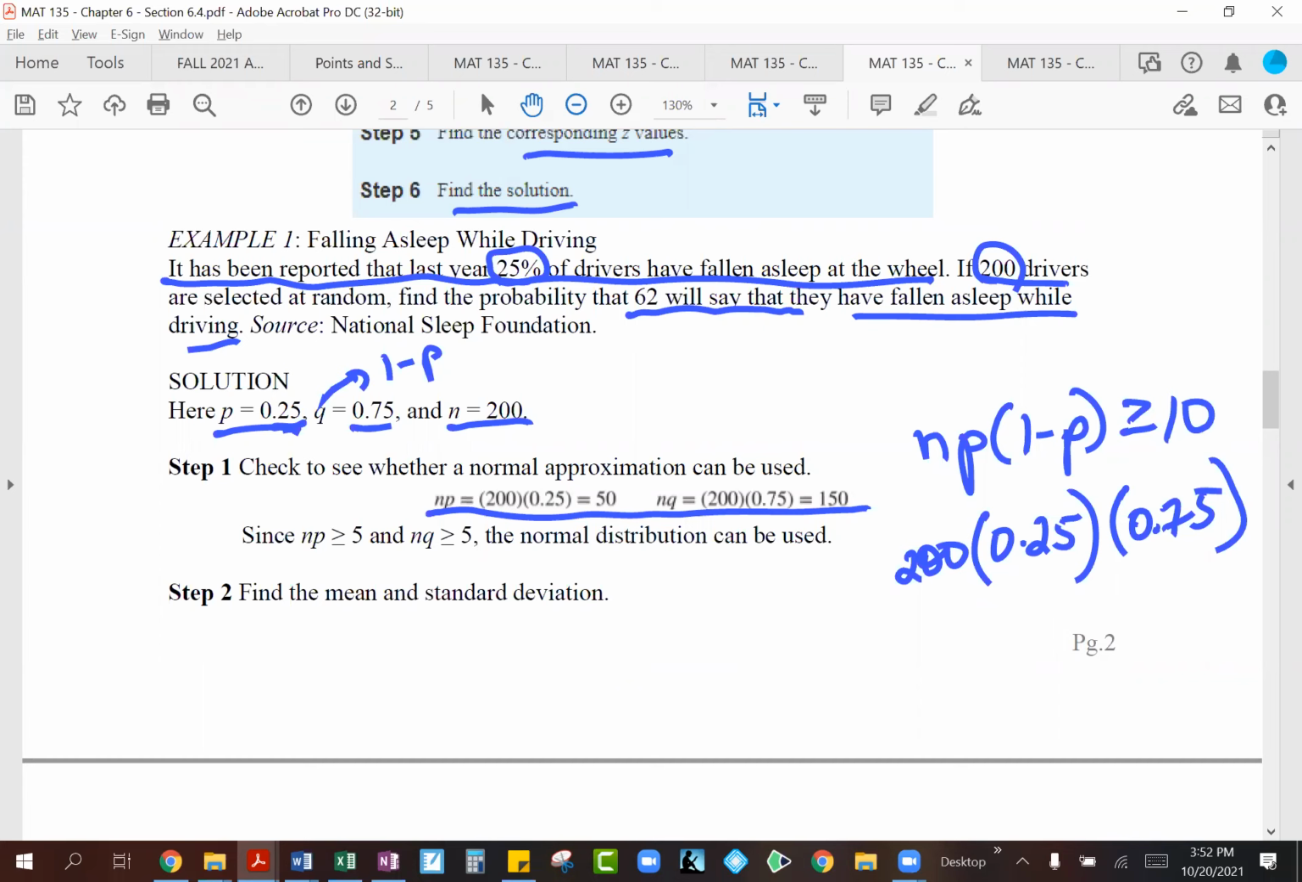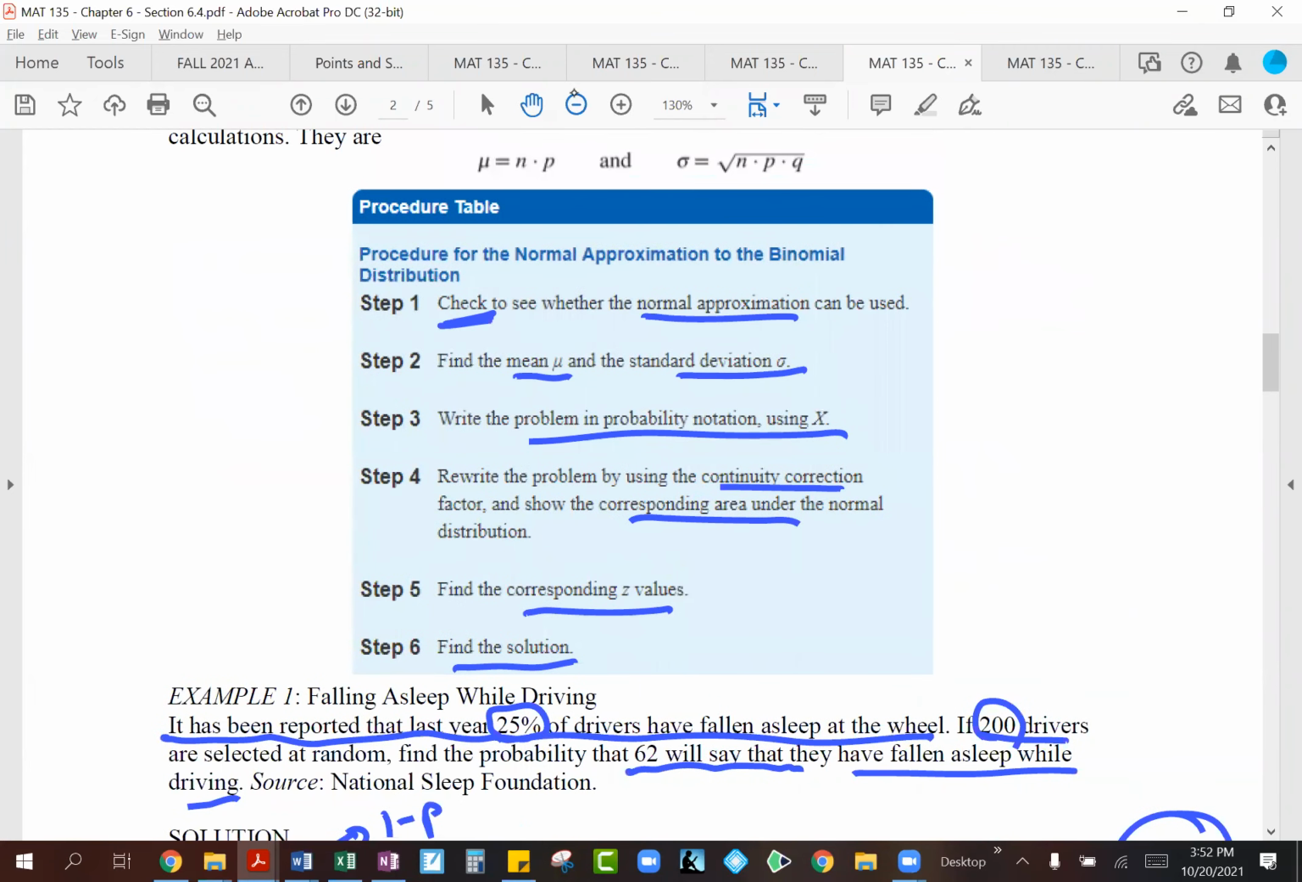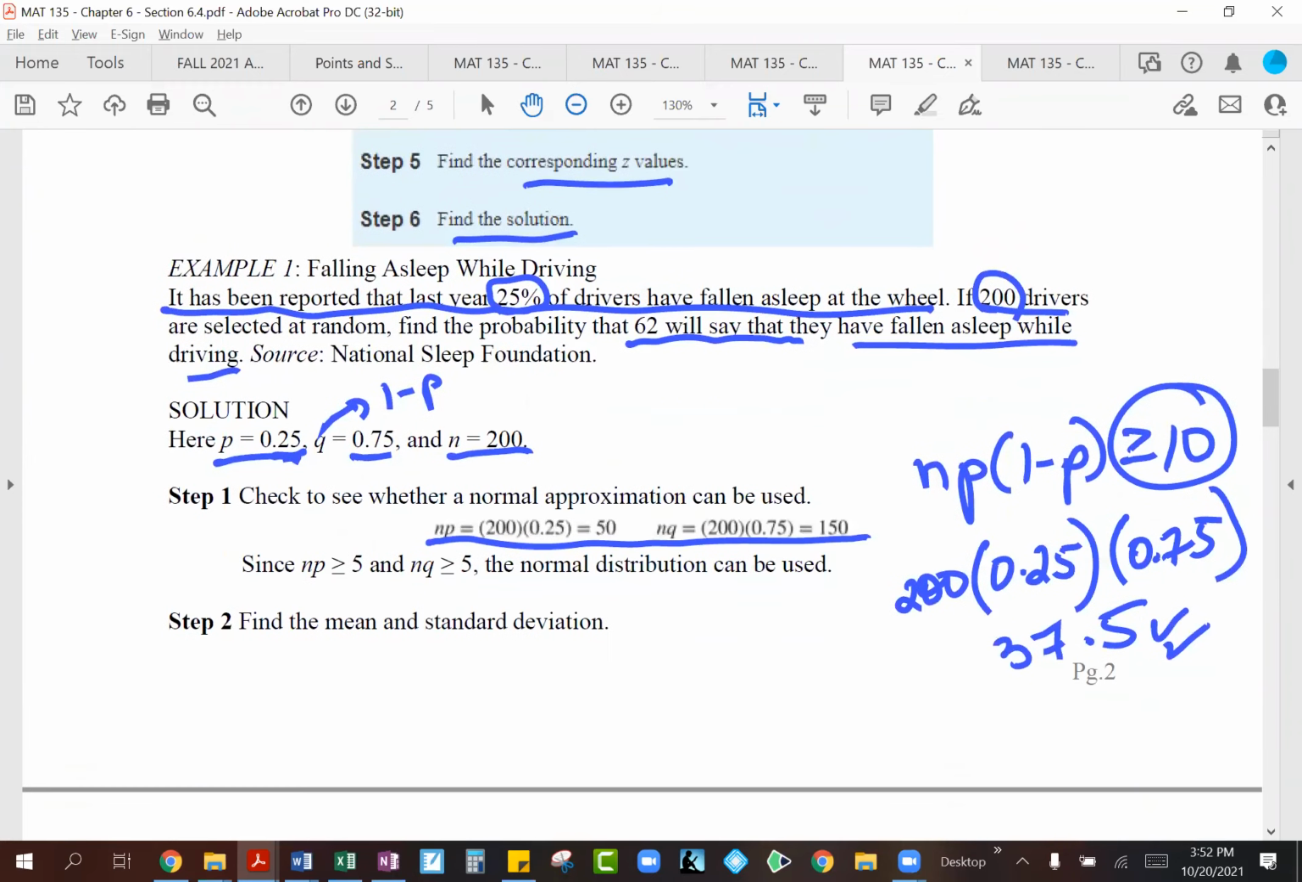I think you can see it is going to come out to be larger than 10, because you've got the 200 times these two numbers. So when you multiply these, it comes out to be 37.5. So yes, it is greater than or equal to 10. That means you are good to go and do a normal approximation. So that was your checking step right over here.